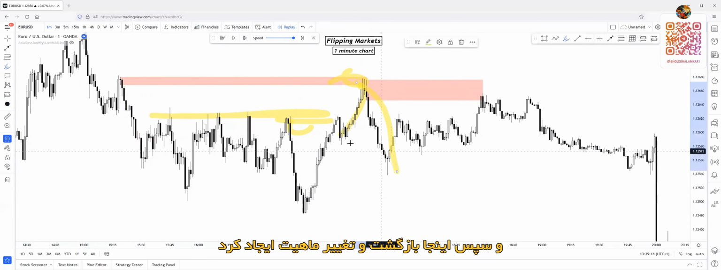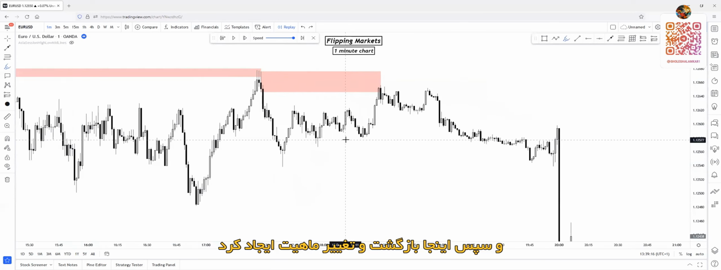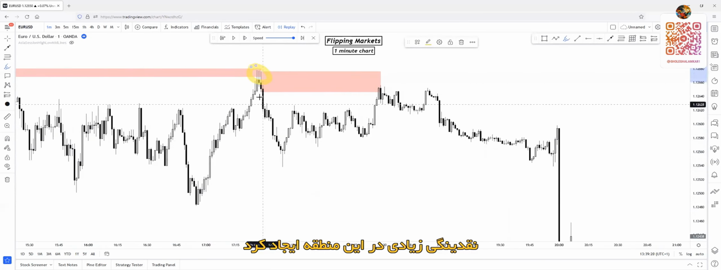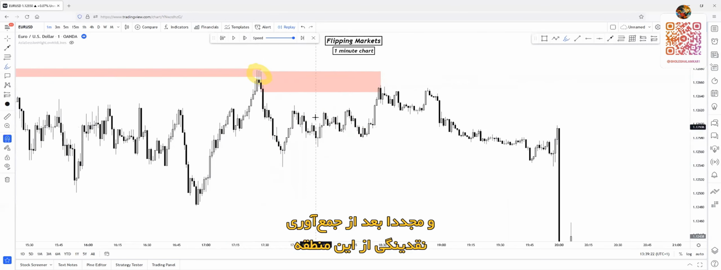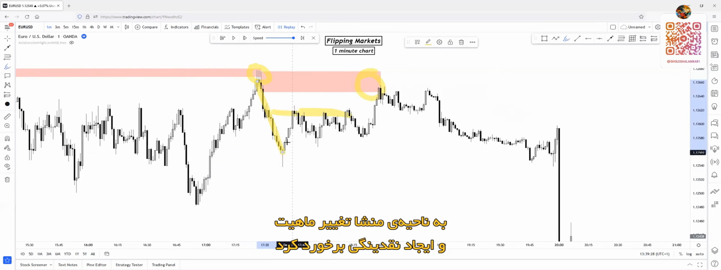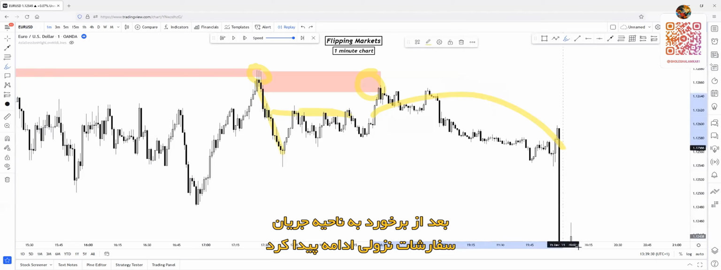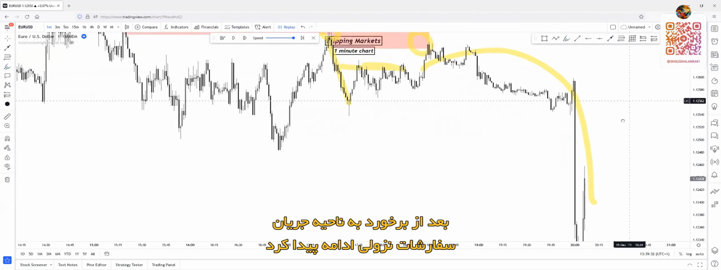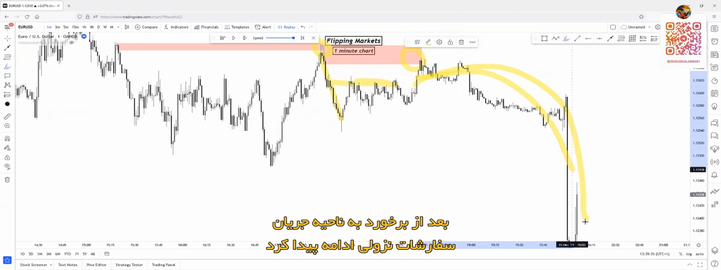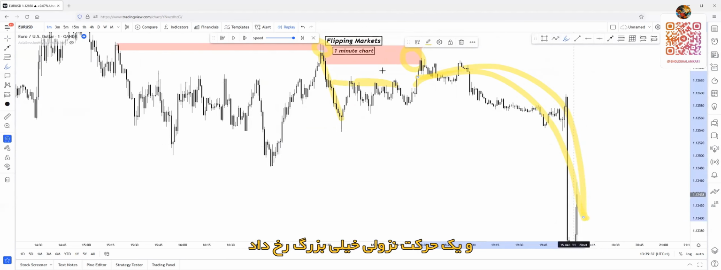After this, it reversed, created the change of character to the downside here. After the change of character and the zone tap, it built up more liquidity in this region. After price swept the liquidity from this region again, tapped into the zone that caused the change of character and built up the liquidity. After a zone tap, as you can see, the order flow is continued and a huge movement to the downside came into the market.